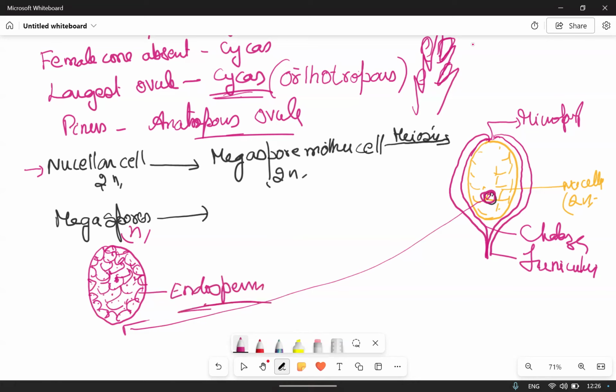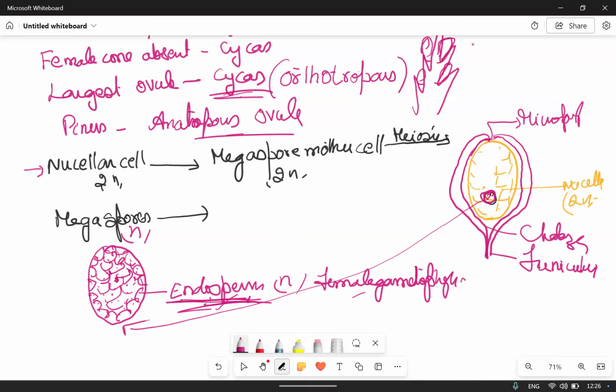Is there any fertilization now? No. So this is a pre-fertilization tissue, formed from the megaspore. 3 nuclear divisions take place inside the megaspore, cell wall formation takes place, and it becomes the endosperm. It develops from the haploid megaspore, that's why it is haploid. This endosperm is called the female gametophyte. Remember, in gymnosperms, endosperm is called the female gametophyte.